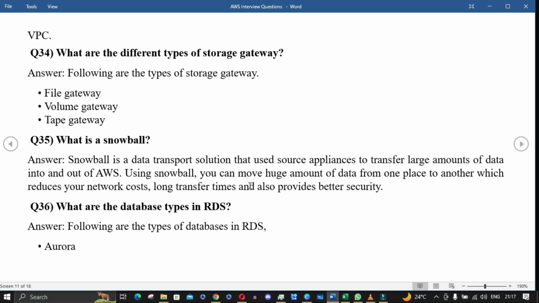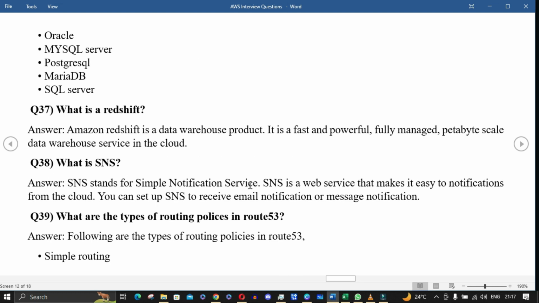What are the database types in RDS? Following are the database types in RDS. First one is Aurora, Oracle, MySQL Server, PostgreSQL, MariaDB, SQL Server.